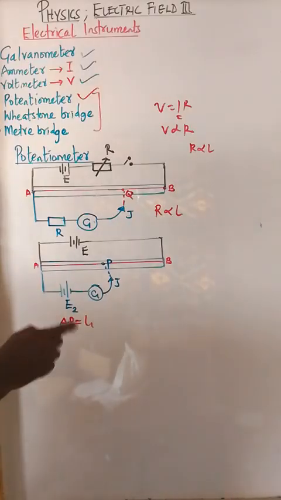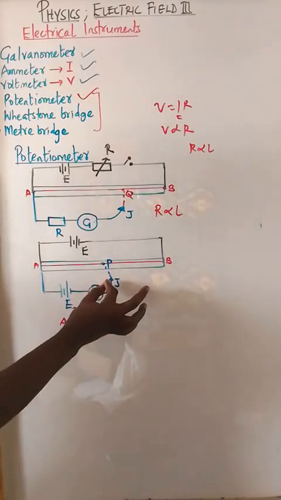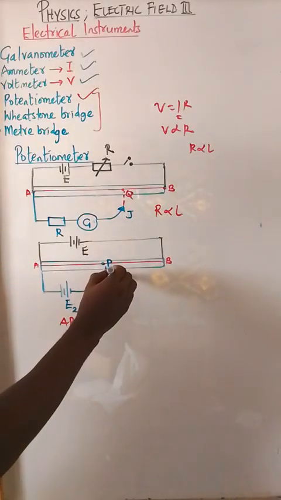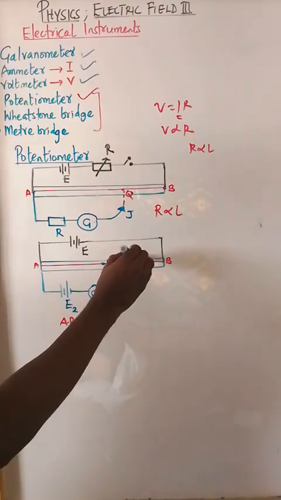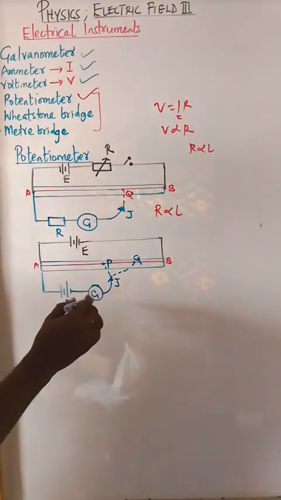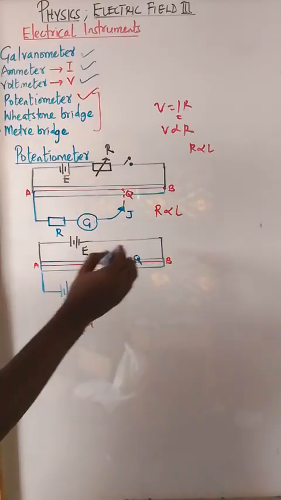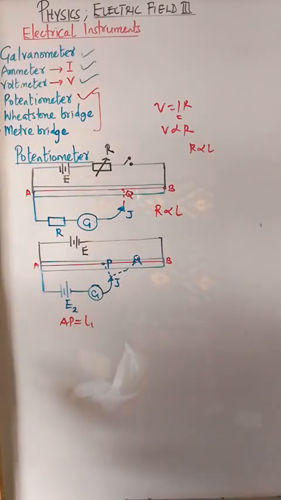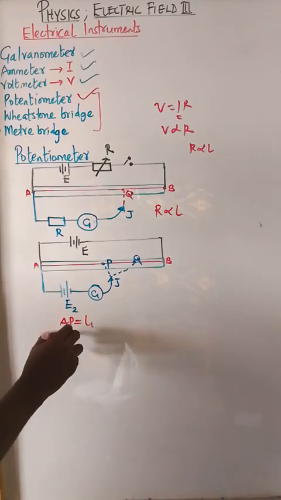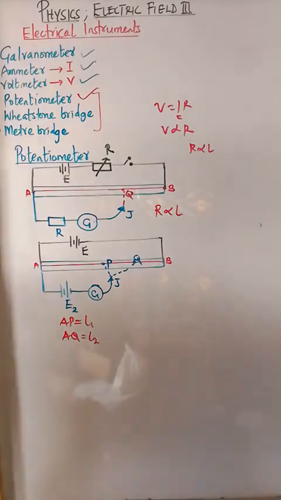If the PD of E2 is small, then it means this jockey has to move to a point further along. So same thing, keep tapping until, let's suppose, when this jockey was brought to this point, Q, it stopped deflecting, meaning no current is here. This is the null point, or we can call it the node. At that point, we can measure from A to Q as our L2. So AQ is our L2.